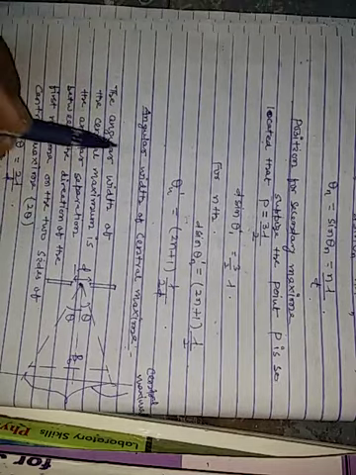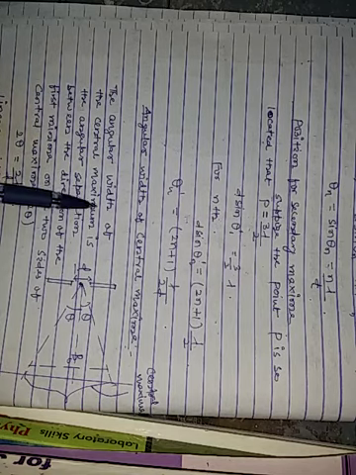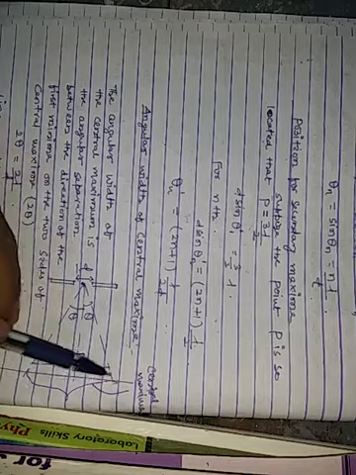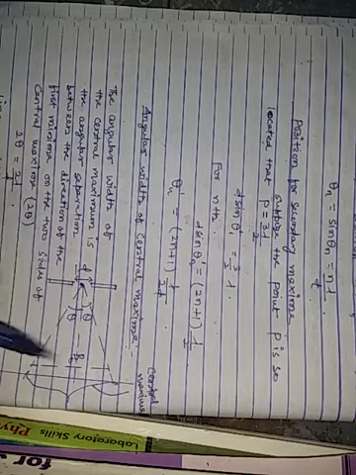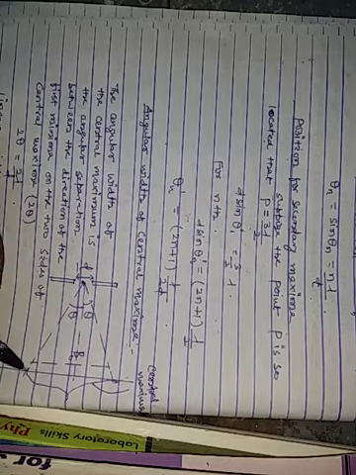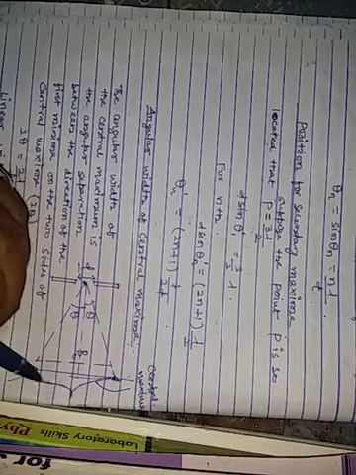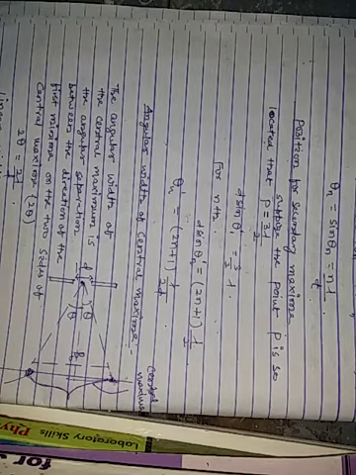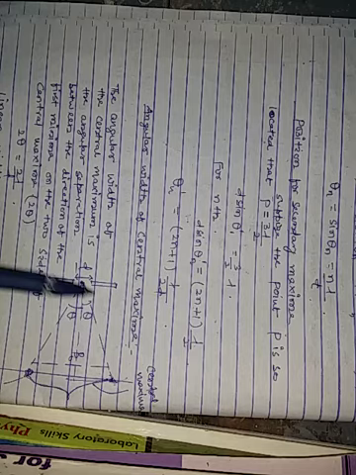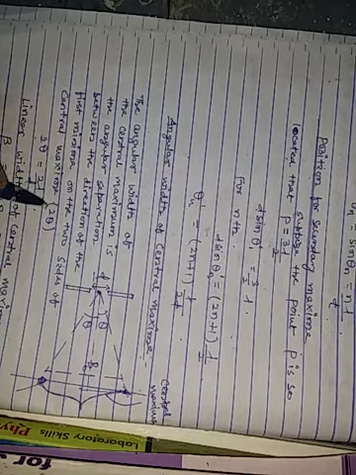Now the angular width of central maxima. What is the angular width of central maxima? The angular width of the central maxima is the angular separation between the directions of first minima on the two sides of central maxima. It is represented by 2 theta.